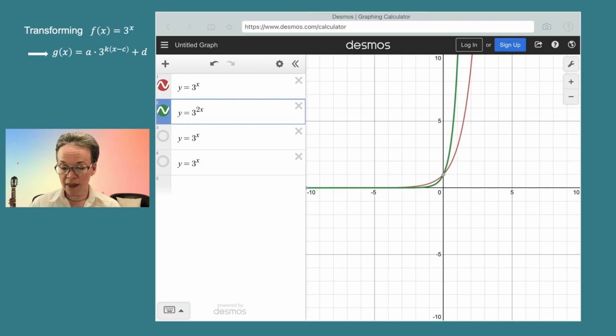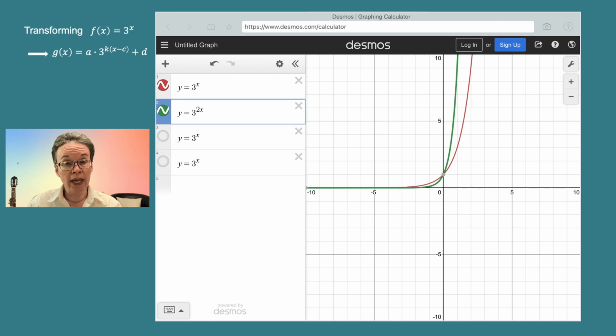And notice that in this particular case, let's look at the green graph. When k is a number that is bigger than 1, notice how again you got a horizontal compression. The graph has been compressed horizontally. It is closer to the y-axis when a number is bigger than 1.